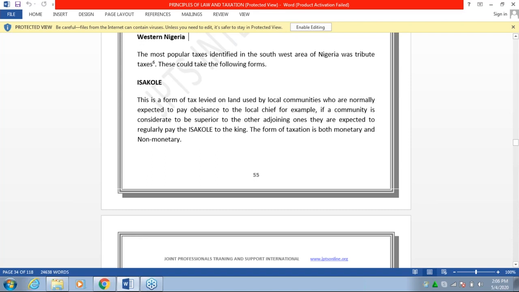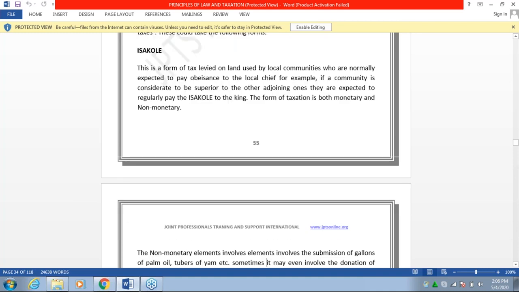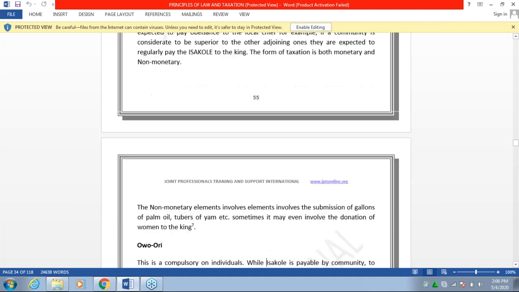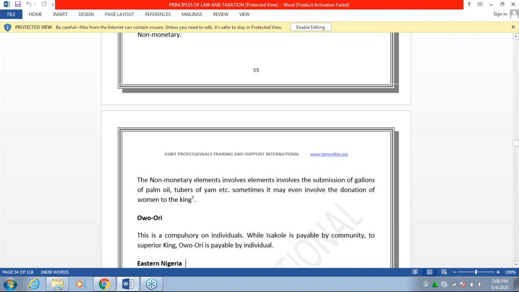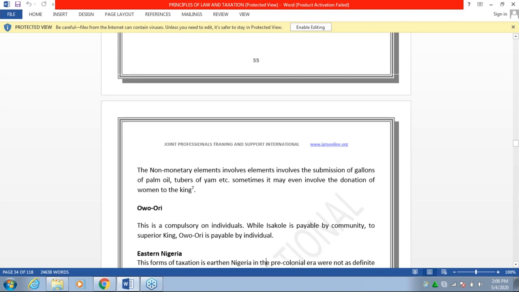This Isakole is a form of taxation, and it could be in a monetary form or a non-monetary form. When we are talking of the non-monetary form, it involves things like a gallon of palm oil, tubers of yams, tons of corn, or baskets of produce. Sometimes it may even involve the donation of women to the kings. That is what they mean by Isakole.